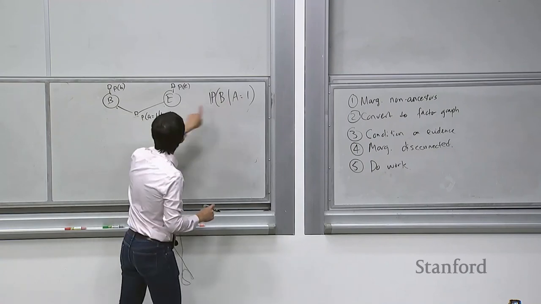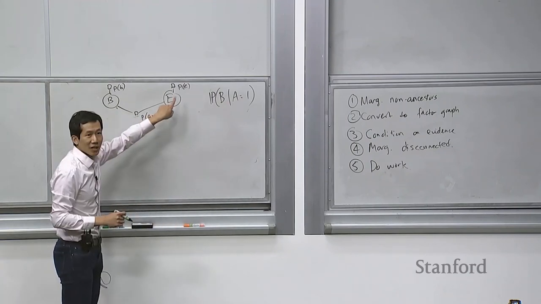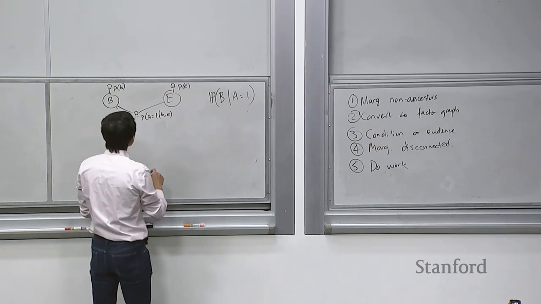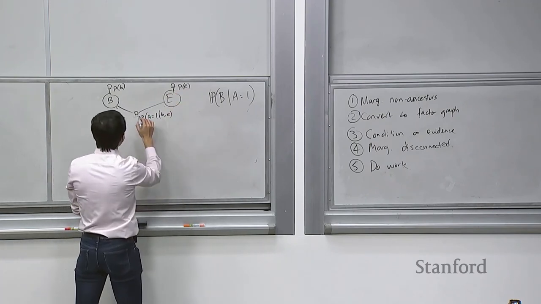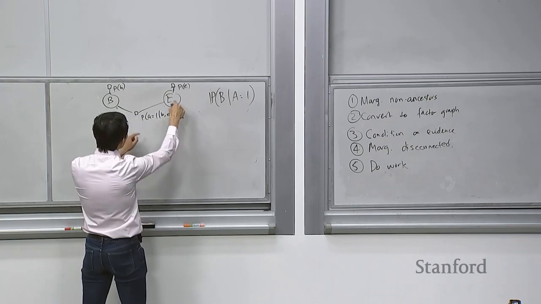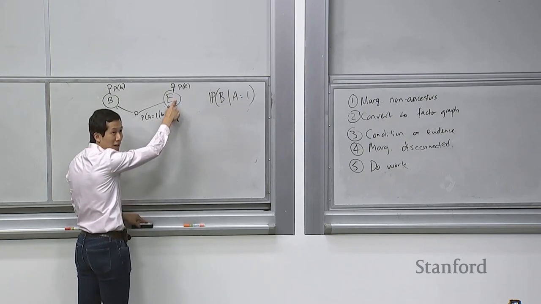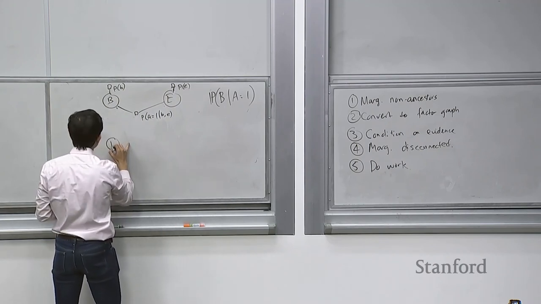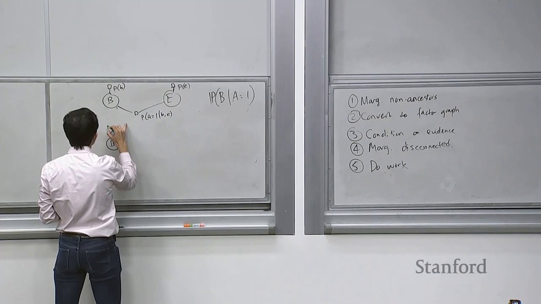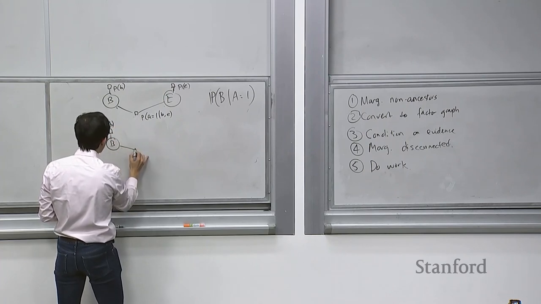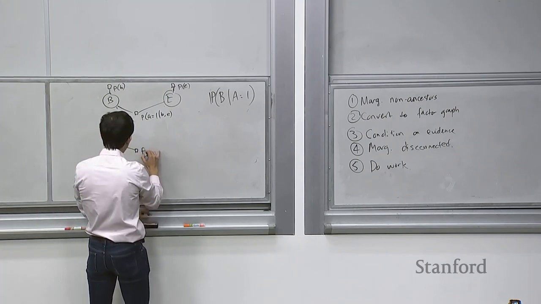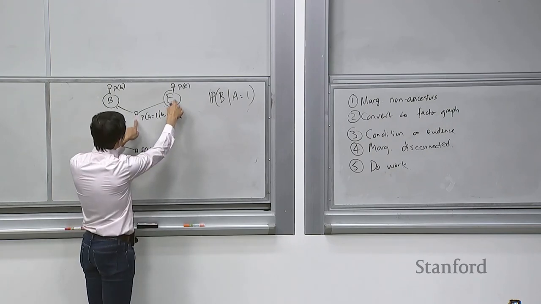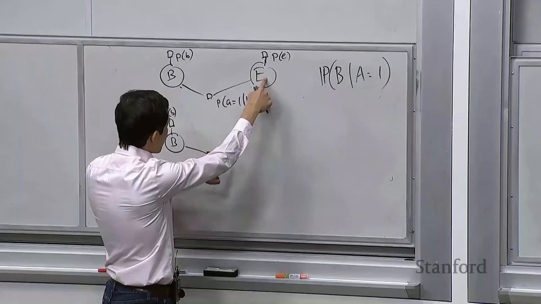I'm interested in the probability of B, so I need to marginalize out E. And I have to do this the hard way, based on last lecture. So what happens when I marginalize out E? I create a new factor. Let me actually replicate this down here so it doesn't get too confusing. So I create a new factor, and let's call it F of B, which is the Markov blanket of E. There's only one other variable, B.